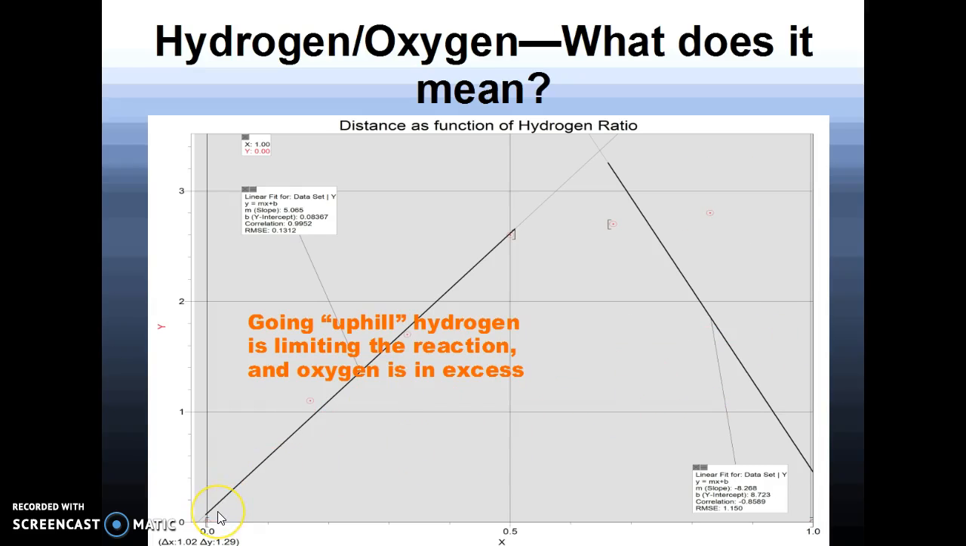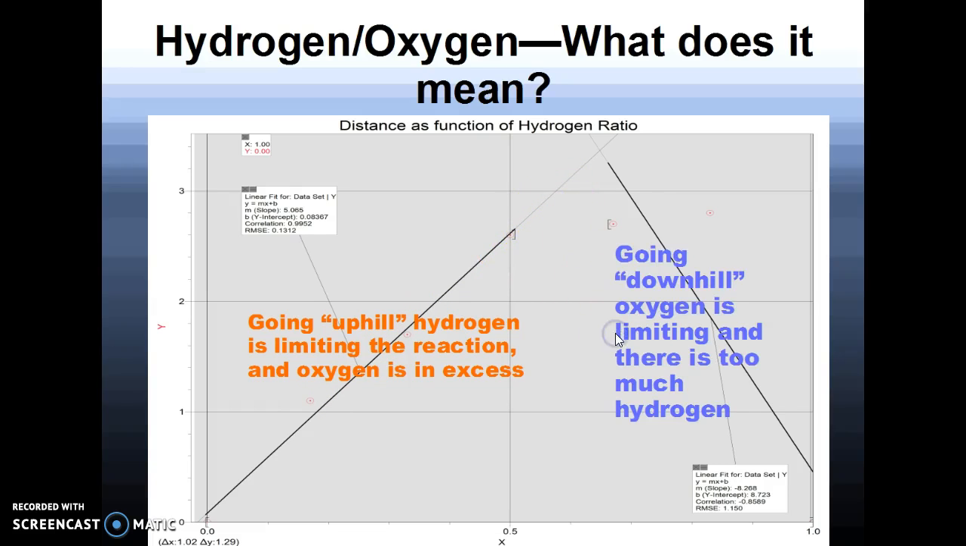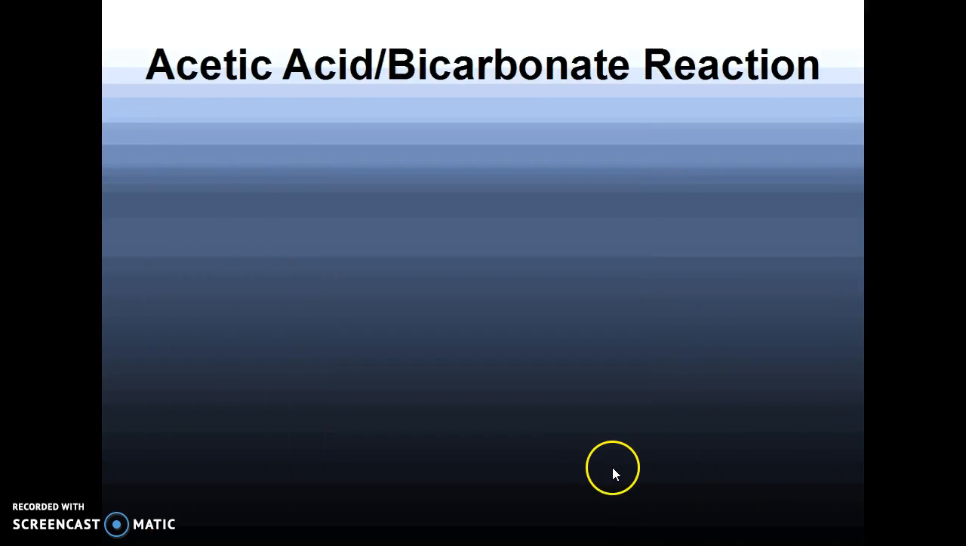Now we interpret this. Going up the hill, it's hydrogen that is limiting the reaction. All of the oxygen is being used, but we don't have enough hydrogen to use all the oxygen. And so as we go up the hill, we add hydrogen and the reaction gets more intense. Going downhill, the oxygen is limiting and there is too much hydrogen added there.